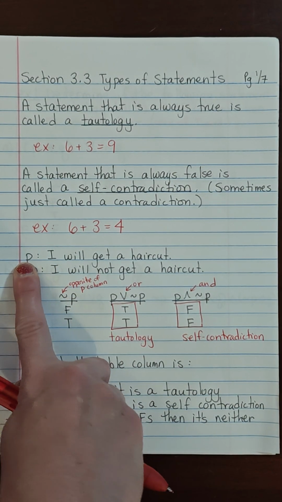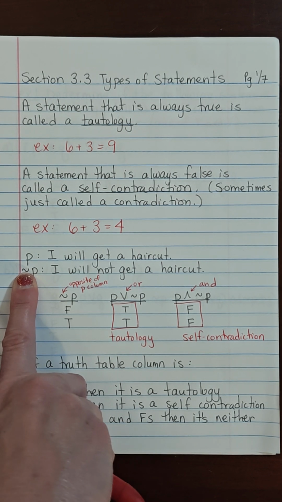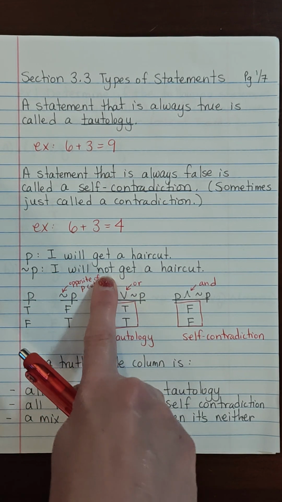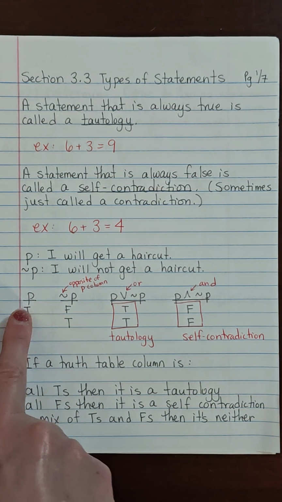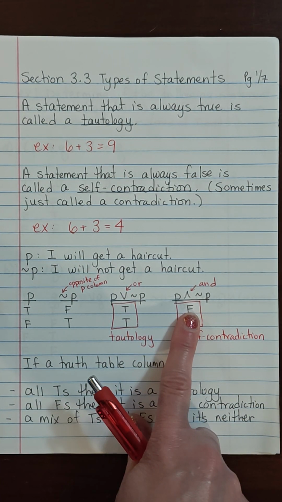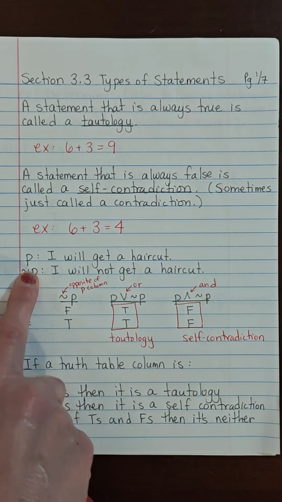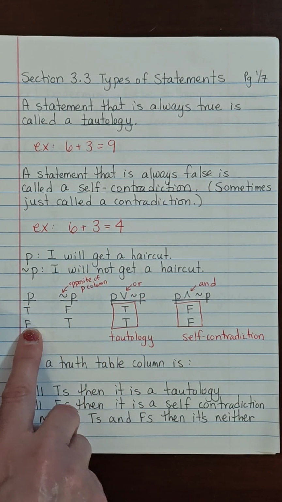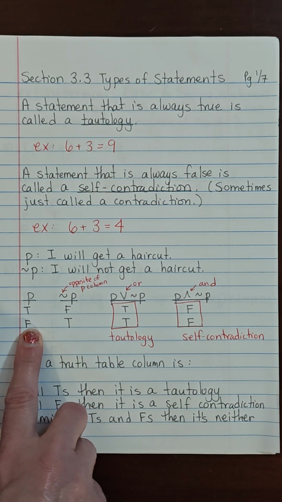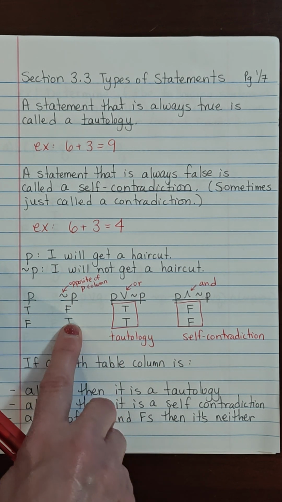So let's let P be the statement, I will get a haircut. So not P, this negation of P, would be, I will not get a haircut, right? Because of that little negation symbol. If I make a truth table for the and the or, the conjunction and the disjunction of these two statements, it's going to look like this. I've got P, which has two options, true and false. Not P is the opposite. Instead of true, false, it's false, true.